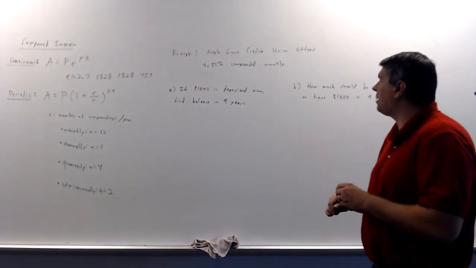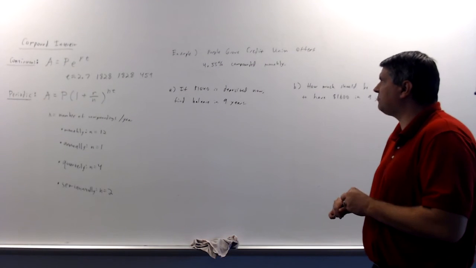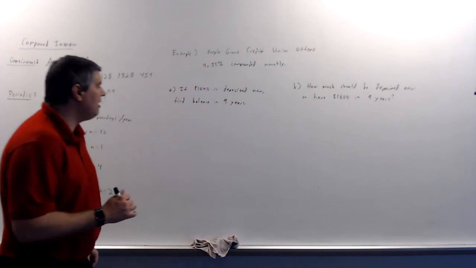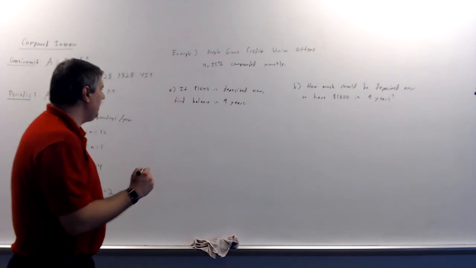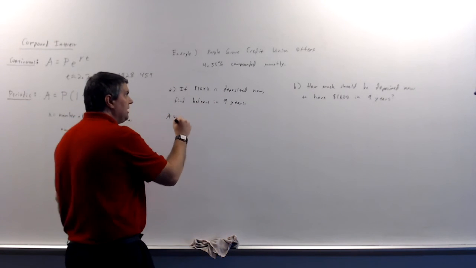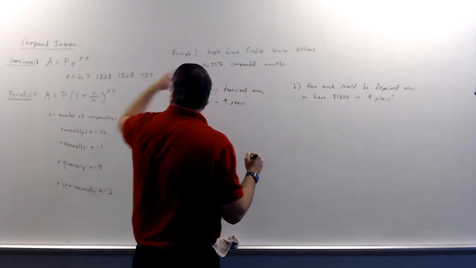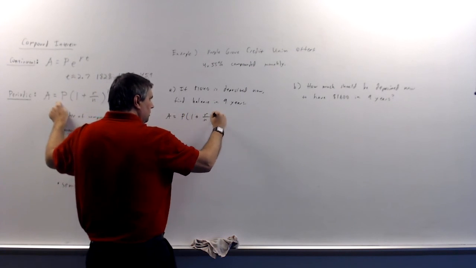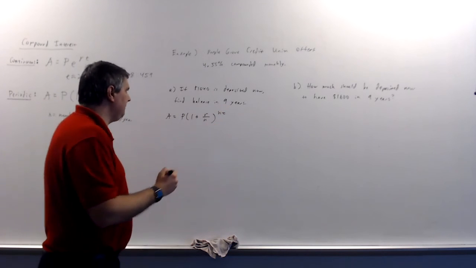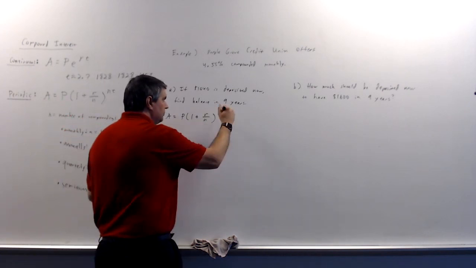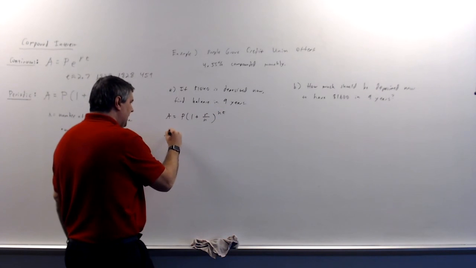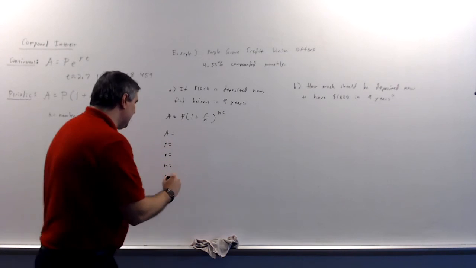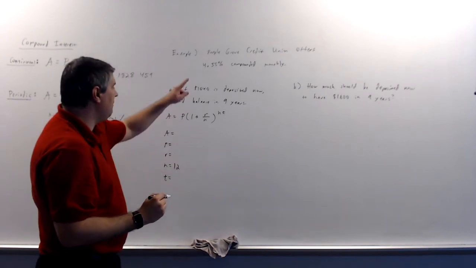Okay. Purple Grove Credit Union offers 4.55% interest compounded monthly. If 1,040 is deposited now, find the balance in 9 years. So it is non-continuous. That means it's monthly, it's periodic. So this is the appropriate formula. A equals, P equals, R equals, N equals, and T equals. So N is 12. It's compounded monthly.